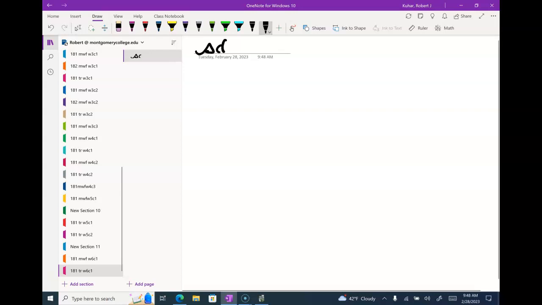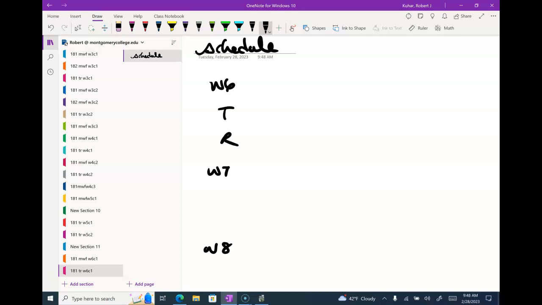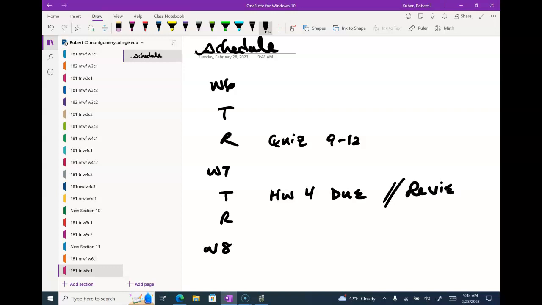Let's just do a quick schedule. Our schedule is week 6, week 7, week 8, Tuesday and Thursday. We're going to have quiz 9 through 12 on Thursday, just like the handout I gave you. Week 7, we're going to have homework 4 due. We're going to review only on that Tuesday. We're going to review all of chapter 2, all of chapter 3.